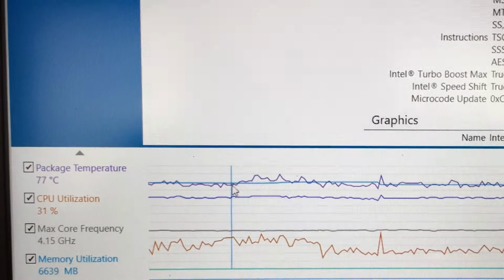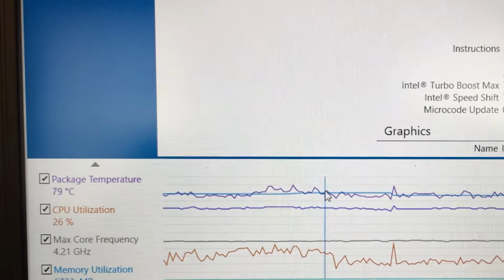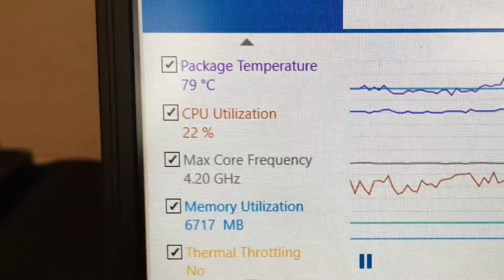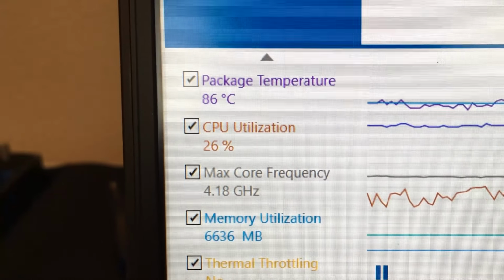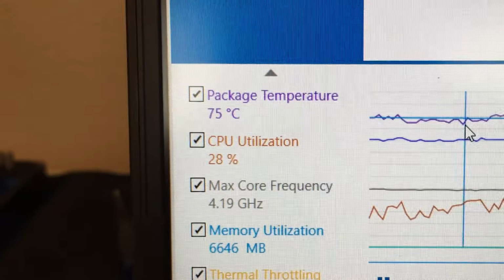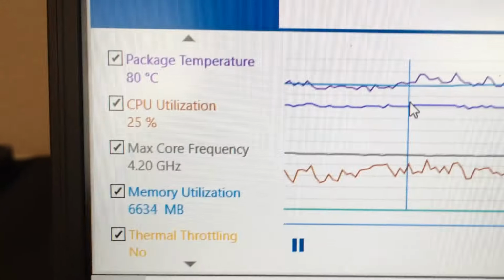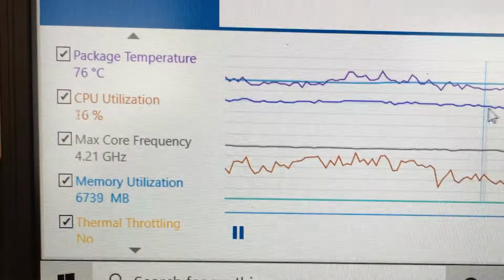Looks like package temperature is around 80 Celsius. Goes up to about 86 a few times, and then kind of roughly stays around 80. Drops down to 77 as well. The CPU core frequency stays at around 4 GHz, which is pretty good.